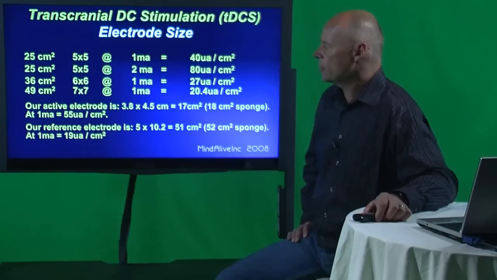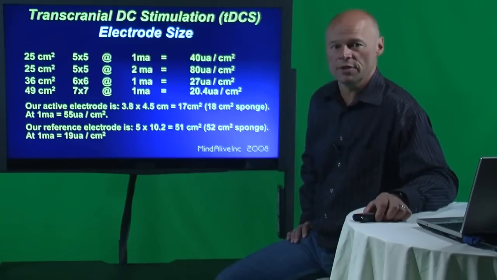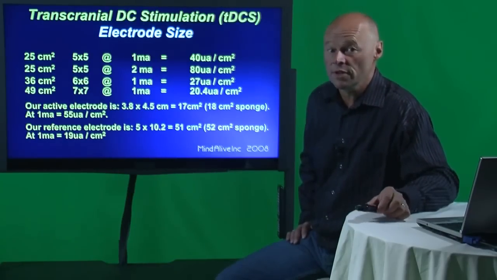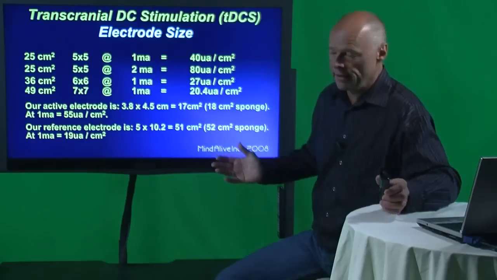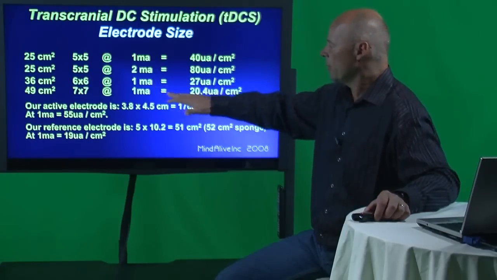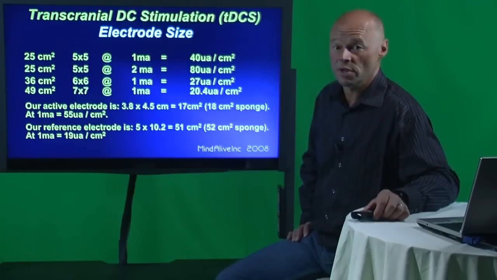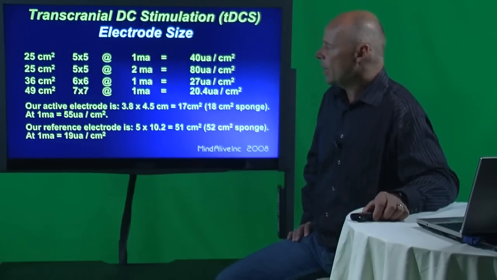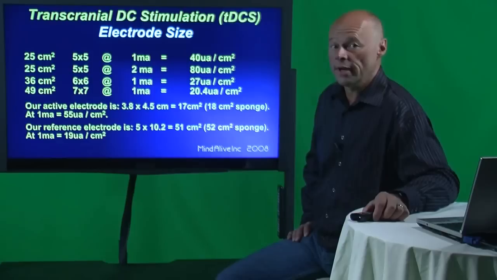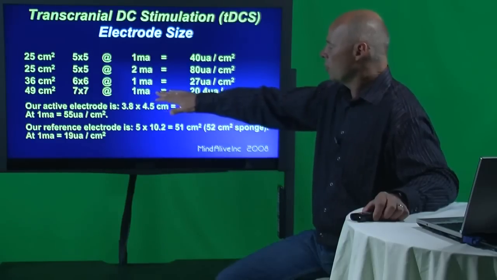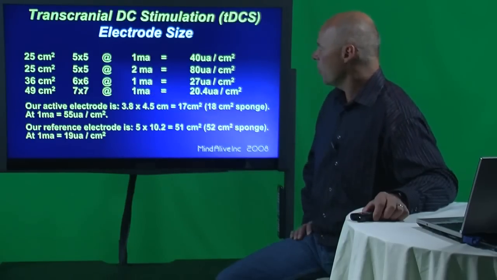Supposing we were using an electrode that was perhaps 6 by 6 centimeters, totaling 36 square centimeters. Again, we would take the 1 milliamp, divide by 36, and this would yield 27 microamps per square centimeter. The same would apply with a 7 by 7 centimeter electrode, which yields 49 square centimeters in area. Divided into 1 milliamp would give us 20.4 microamps per square centimeter.